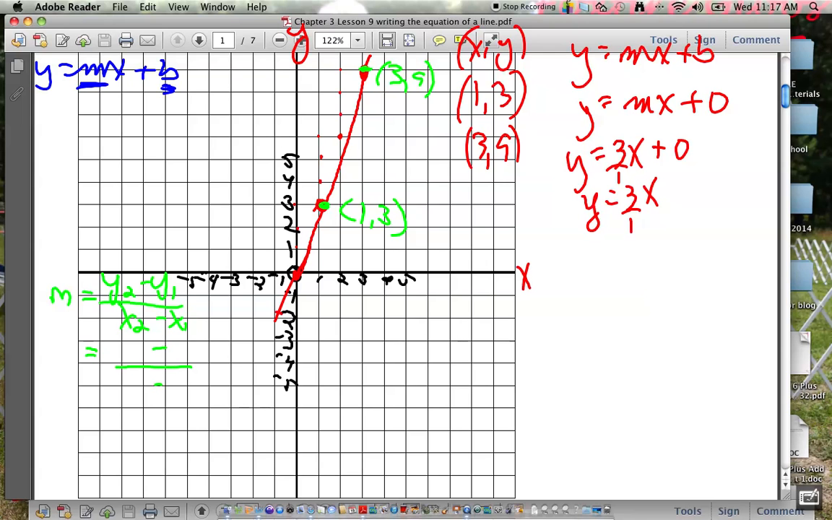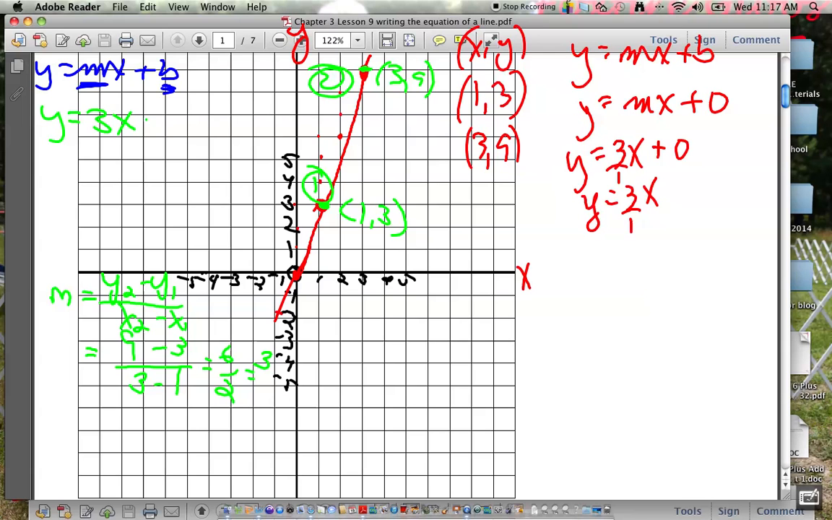The y from the second point minus the y from the first point over the x from the second minus the x from the first. I don't care which point's point 2 and point 1, it works both ways, but I'm going to label them like this. So what's the y from the second point? Who's going to help me out here? Michael, what's the y from the second point? 9. Good. And what's the y from the first point? 3, good. What's the x from the second point? 3. And what's the x from the first point? 1. So 9 minus 3 is 6, 3 minus 1 is 2, and that works out to be 3.